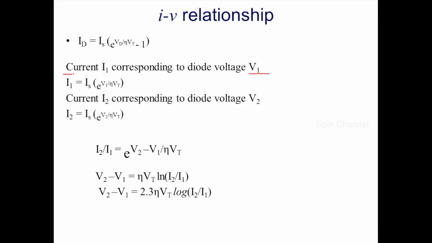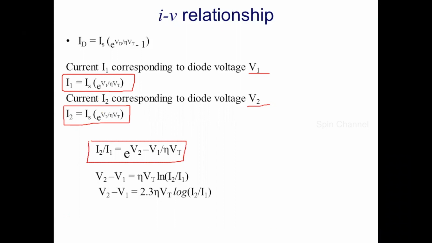So that is given by I1 equal to Is into e to the power V1 divided by eta Vt. Similarly, if the diode voltage changes to V2, then correspondingly the current also changes to I2. So I2 value is given by Is into e to the power V2 divided by eta Vt. On combining these two expressions, we get I2 by I1 equal to e to the power (V2 minus V1) divided by eta Vt.